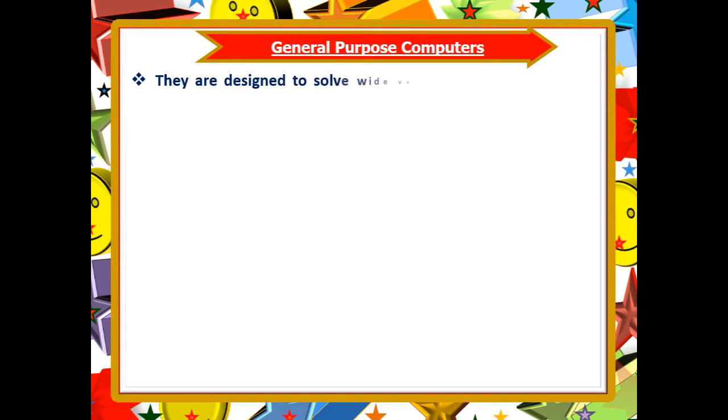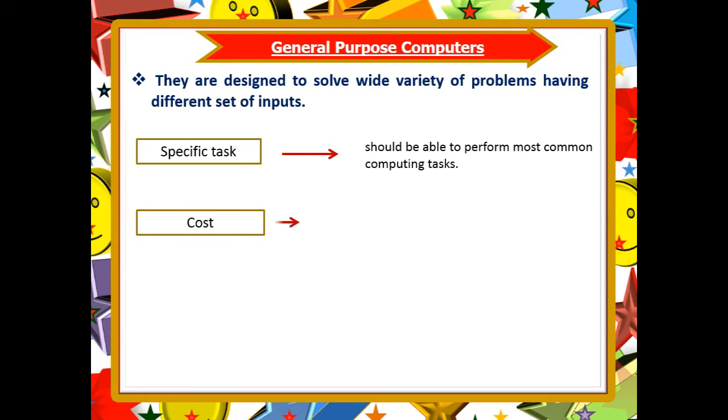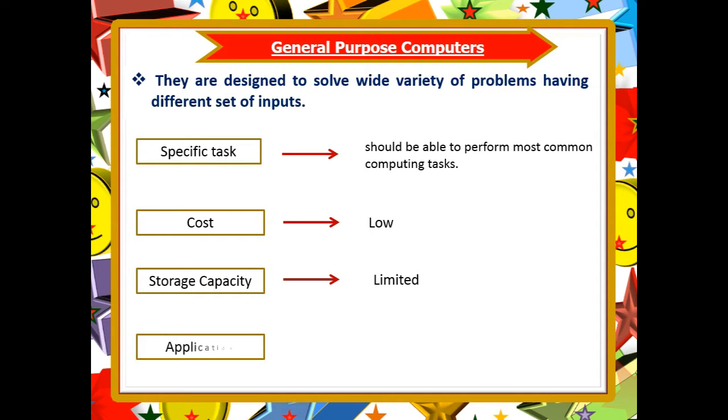As its name itself suggests, they are designed to solve a wide variety of problems having different sets of inputs. The general purpose computer should be able to perform most common computing tasks. It is low cost and its storage capacity is limited. The applications of general purpose computers are available at home, banking, sales analysis, etc.